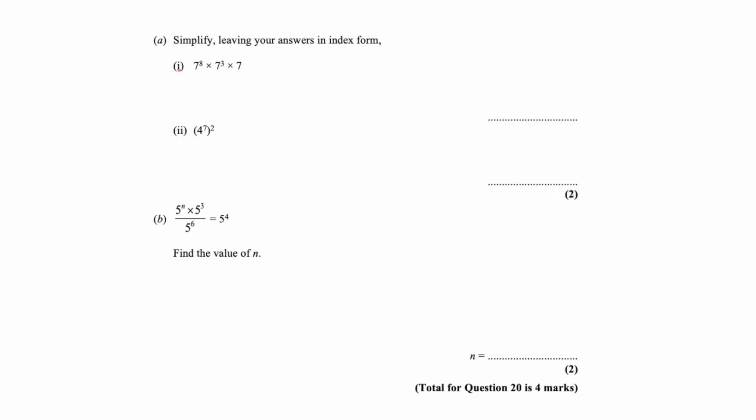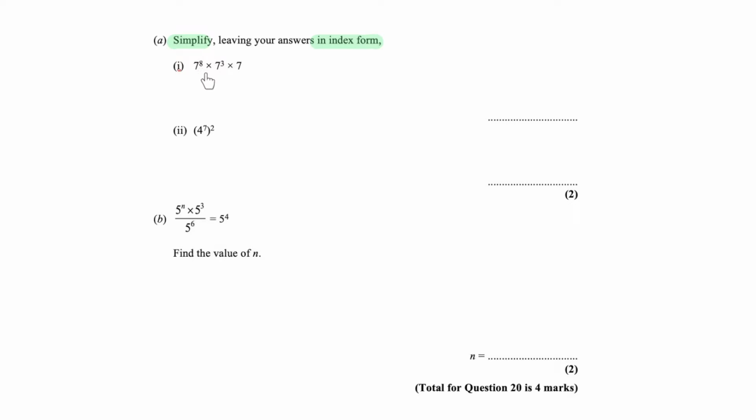So let's read the question first. Simplify, leaving your answer in index form. I like highlighting the important information so that you know what's going on. Now, leaving your answer in index form means leaving your answer with a power. So when you're finished, it should be a 7 with some sort of power. Let's see what we've got.